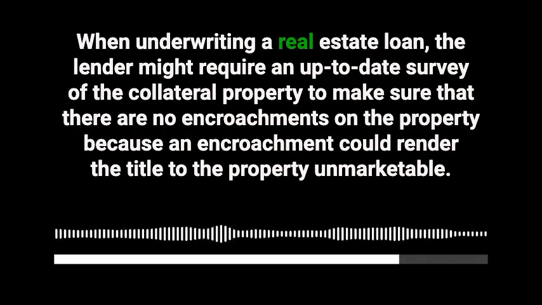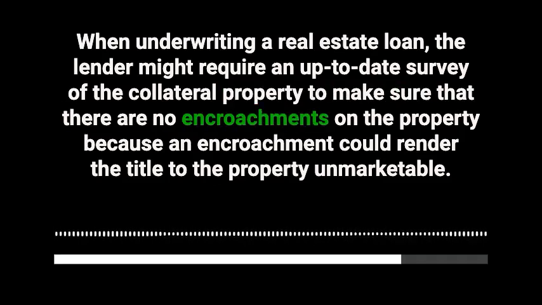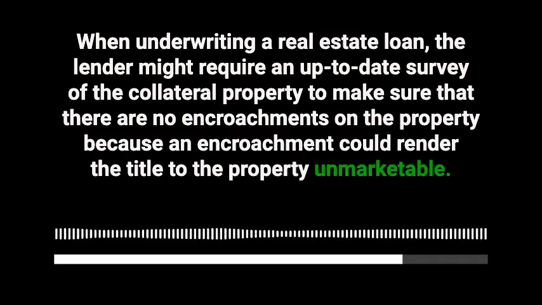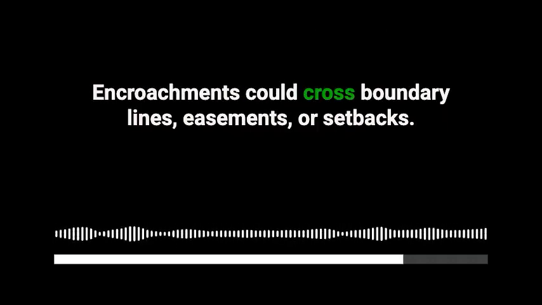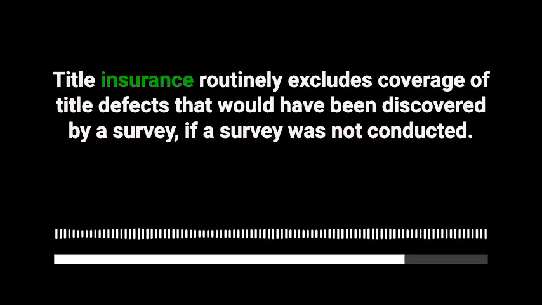When underwriting a real estate loan, the lender might require an up-to-date survey of the collateral property to make sure that there are no encroachments on the property, because an encroachment could render the title to the property unmarketable. Encroachments could cross boundary lines, easements, or setbacks. Title insurance routinely excludes coverage of title defects that would have been discovered by a survey if a survey was not conducted. Here is an example of a survey.